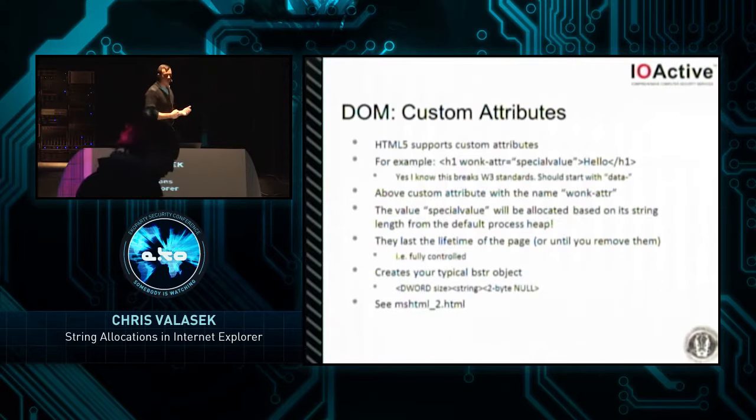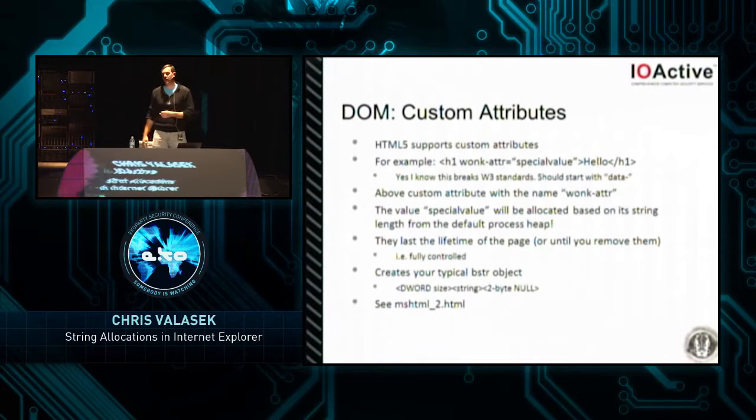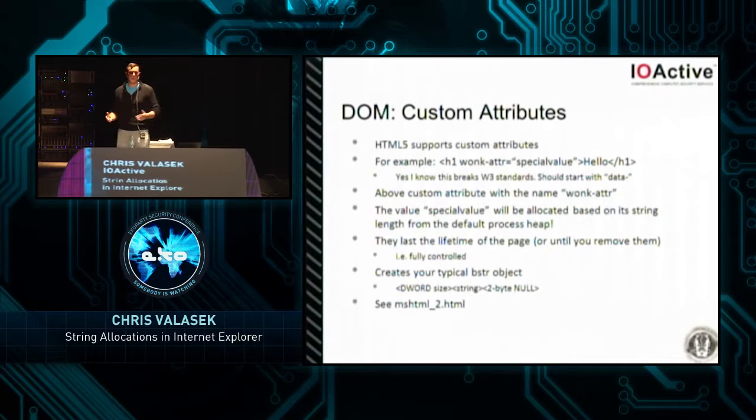So I realized that there were custom attributes as well. While all attributes can have a title element, you can create whatever type of attribute you want. HTML5, I believe, was the supporting feature. So for example, if I wanted to do an H1 tag and have an attribute called wonk attribute and have it have a value of special value, this will actually create memory specifically based on the length of the value here, and it lasts the lifetime of the page, and you can completely control when it happens, and it creates a BString.